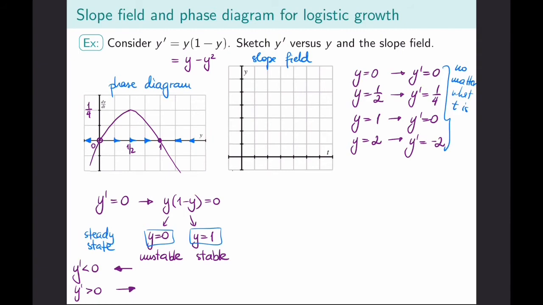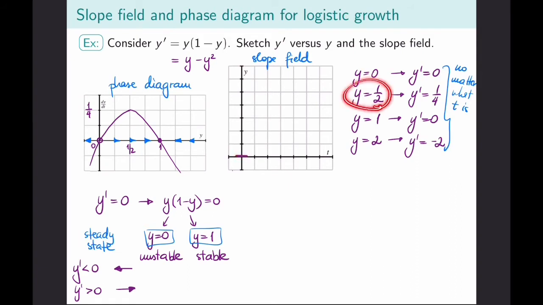So let me draw these slopes for some value of t and then extend it horizontally for all t. So what do we have? For y equals 0, I have that y prime is 0. Y equals 0 on this axis. So for 0, I'm going to have a horizontal slope right here.